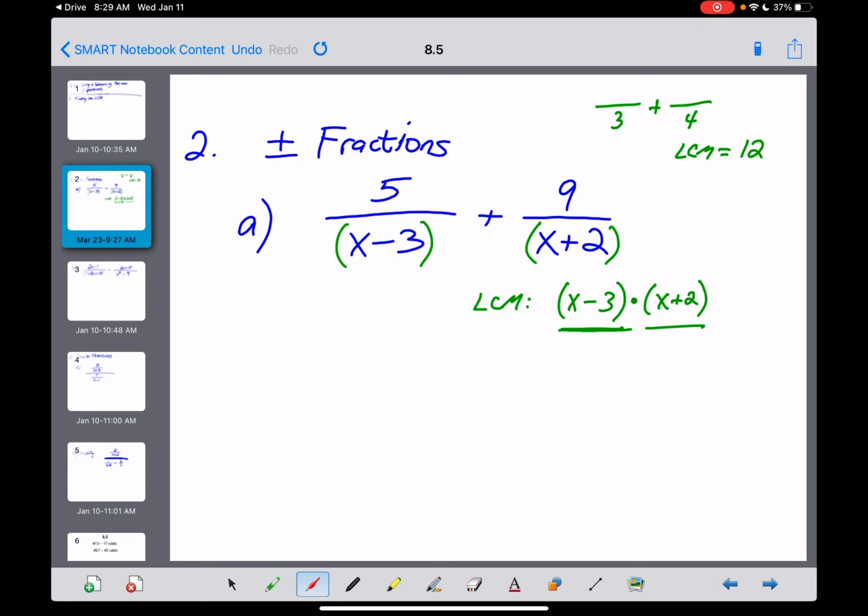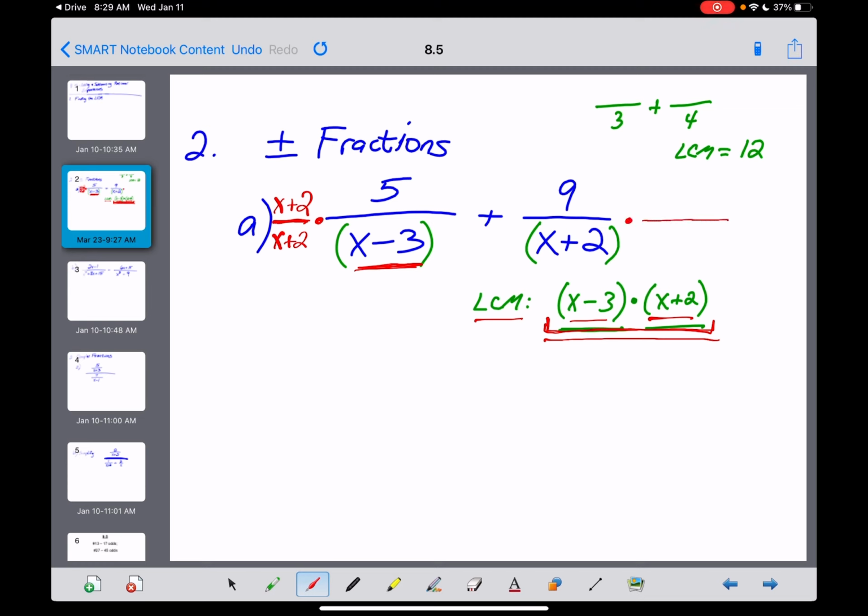Now what we need to do is multiply each of these fractions by something that'll make their denominators become this LCM. So take a look at your least common multiple right here. It's got two factors, x minus 3 times x plus 2. And ask yourself, what's missing from this denominator right here to make it turn into this? Well, it's missing a factor of x plus 2. And we've got to do the exact same thing in the numerator that we did in the denominator. So we multiply the first fraction by x plus 2 over x plus 2.